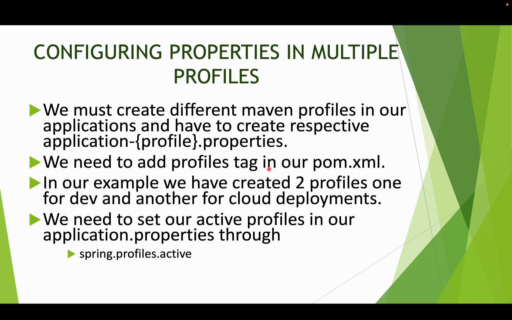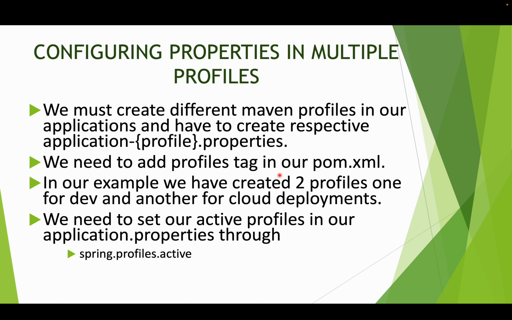So let's now see the steps that are involved in configuring the properties as multiple profiles in a Spring Boot application. By default, Spring will give us the application.properties file. If we need to define, say, a dev profile and a cloud profile, 2 different profiles, then you can create 2 different application properties files. How? application-dev.properties. If it is cloud, then application-cloud.properties. We have created 2 application properties files. This is the first step.